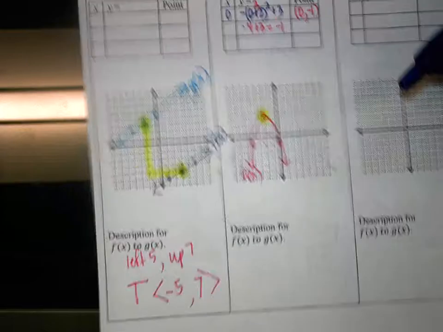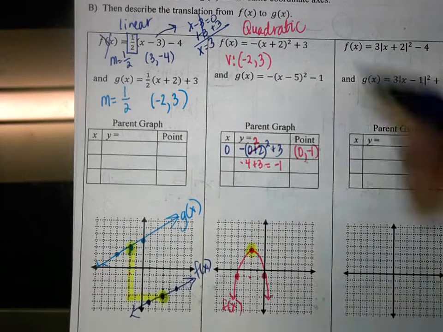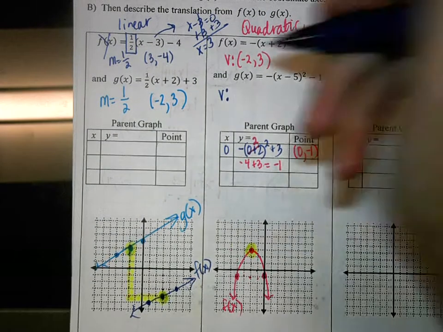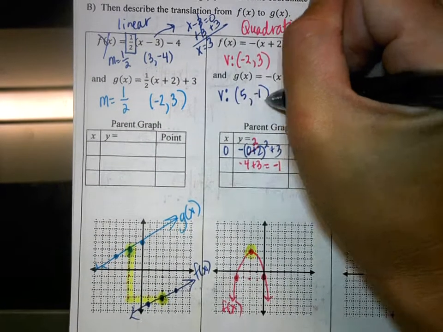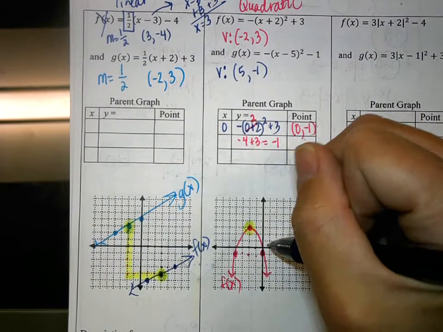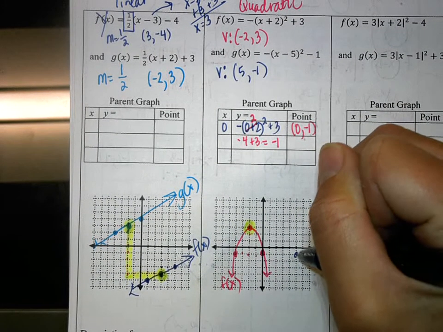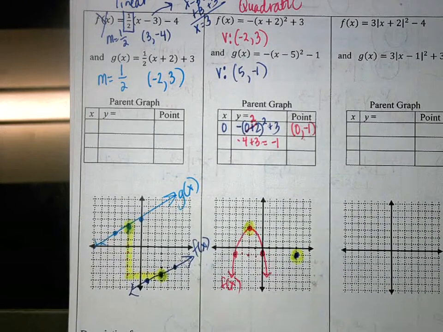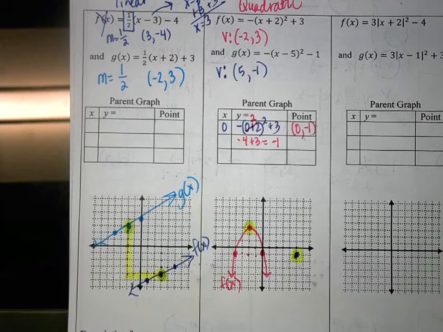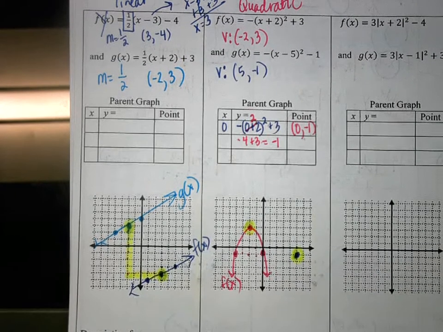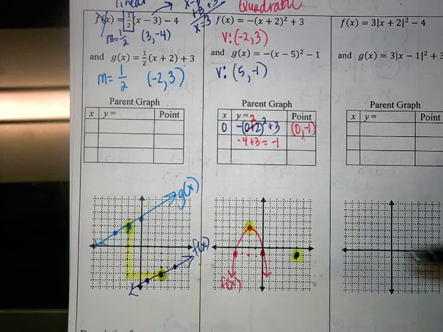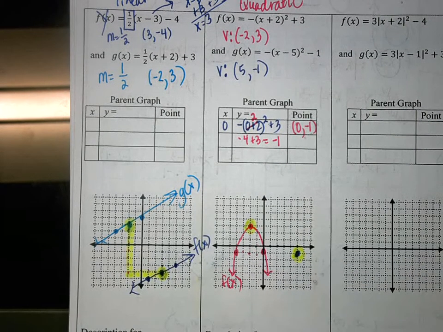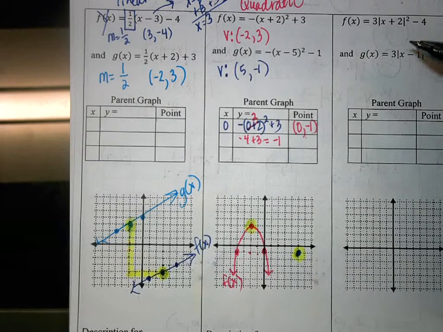Okay, so the other g of x, what would be my vertex on g of x? Good, 5, -1 is correct. So we're going to go 5, -1, and we're going to highlight that starting point. And again, because it's a quadratic with the curve function, we have to plug in a point in order to get another point on here. So going to the right or the left, what would be a good value to choose? Yeah, we could choose 4.